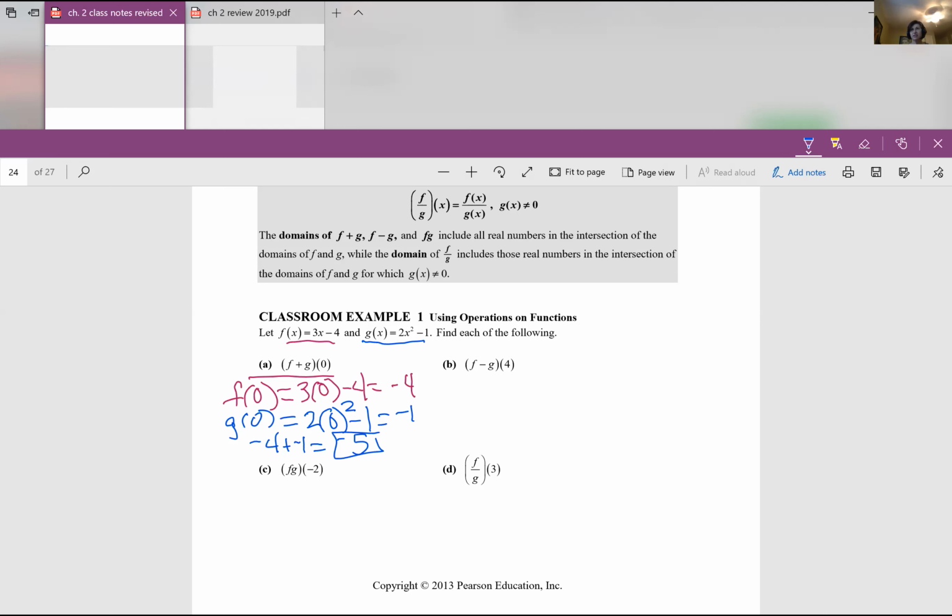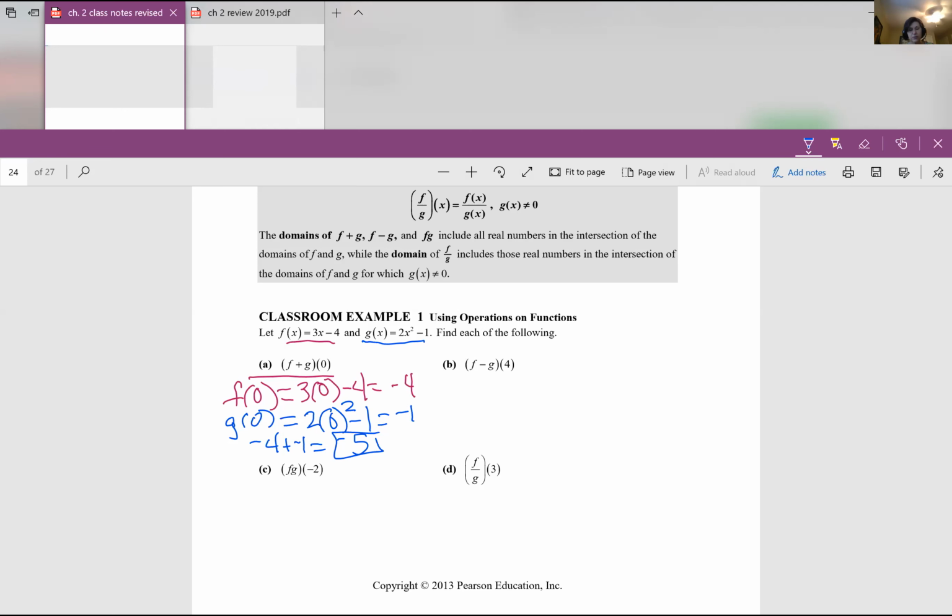That's all you're going to have to do. If this had been f minus g of 0, what would I need to do? -4 minus -1 and clean it up, right? I can do any operation. If it had been f times g of 0, then I could take -4 times -1. Does that make sense? All I'm going to have to do is evaluate each one of these for whatever number it tells me to use for x, and then go back and do the operation that it asked for.